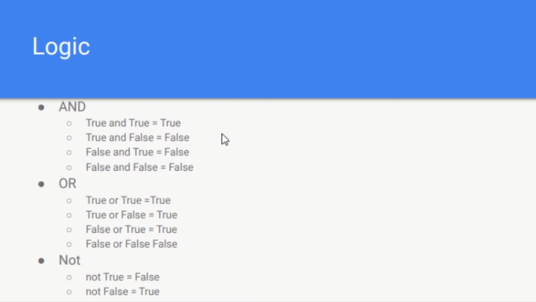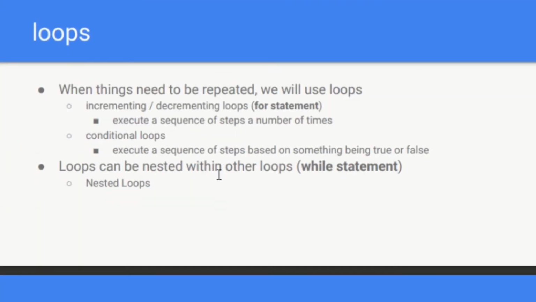There's nothing in between. Then you have loops, which are things that need to be repeated. And then basically, instead of having a long code, you have a short code that loops again and again if it's the same thing you want to happen. These use for statements as well as while statements.